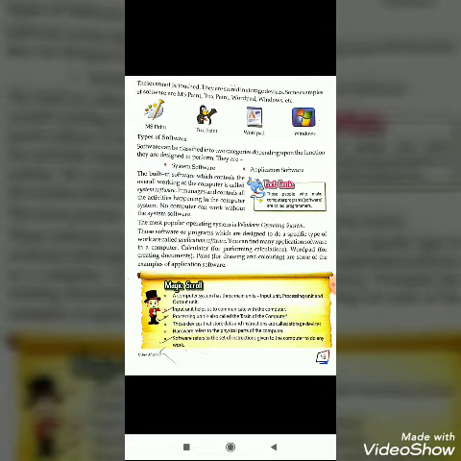Now, in software, there are two types of software. First one is system software. Second one is application software. And we have also studied what is system software. We know that system software which controls the overall working of the computer is called system software. It manages and controls all the activities happening in the computer system. And we also know that the most popular operating system is Windows operating system.